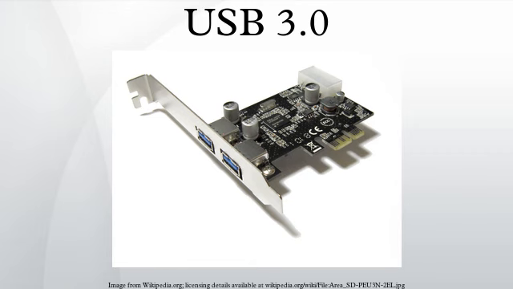A successor standard named USB 3.1 was released in July 2013, providing transfer rates up to 10 Gbps, which effectively put it on par with the first version of Thunderbolt. Differences in comparison to USB 2.0.